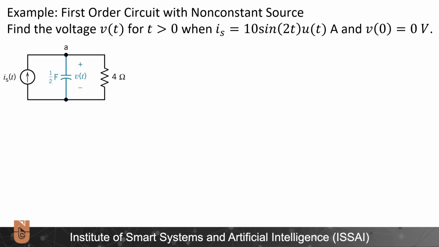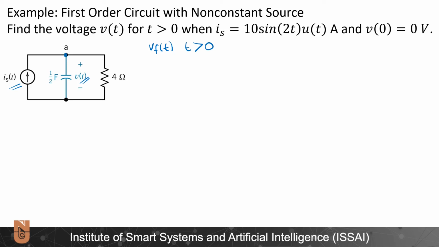Alright, I have right now here a first order circuit with a non-constant source, and I need to find the voltage v(t) over this capacitor for the non-constant source of the form 10 times sine 2t for t greater than 0, and the initial voltage over this capacitor is equal to 0 as well. Now I will find the forced response of this circuit for t greater than 0.